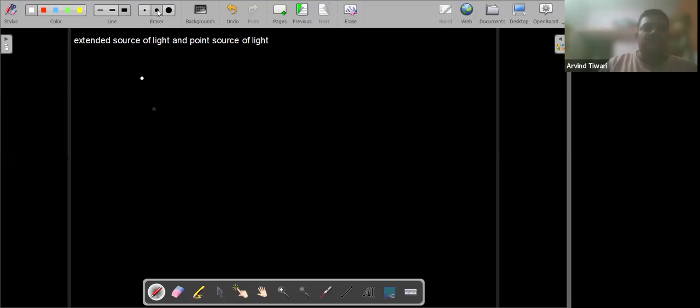If you observe here a dot, and if I make another dot, and another one. Now if you observe the point sources, they are very small. You can't concentrate on them, and there is no twinkling effect. The objects which are very small in size are called point sources of light, whereas the extended sources are quite big in size. So that is the difference.